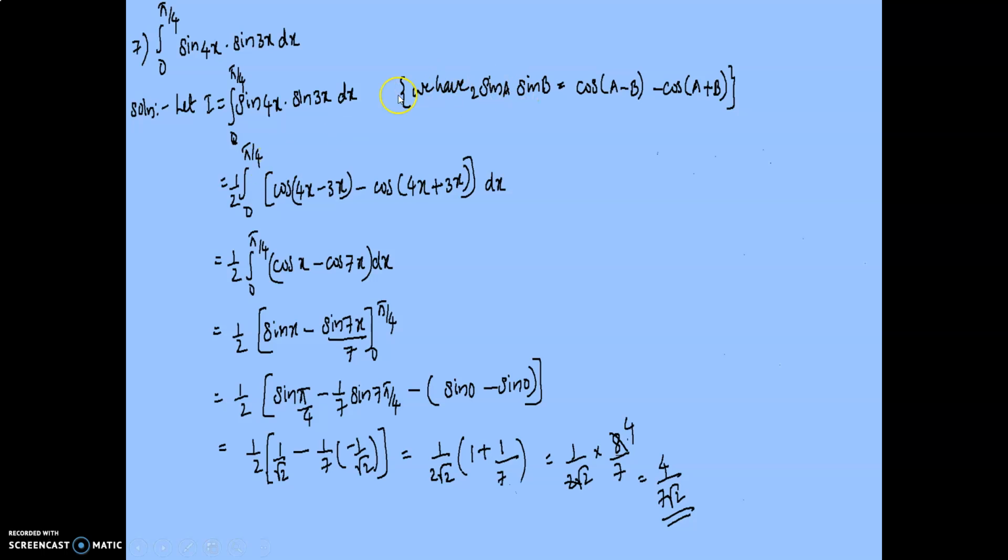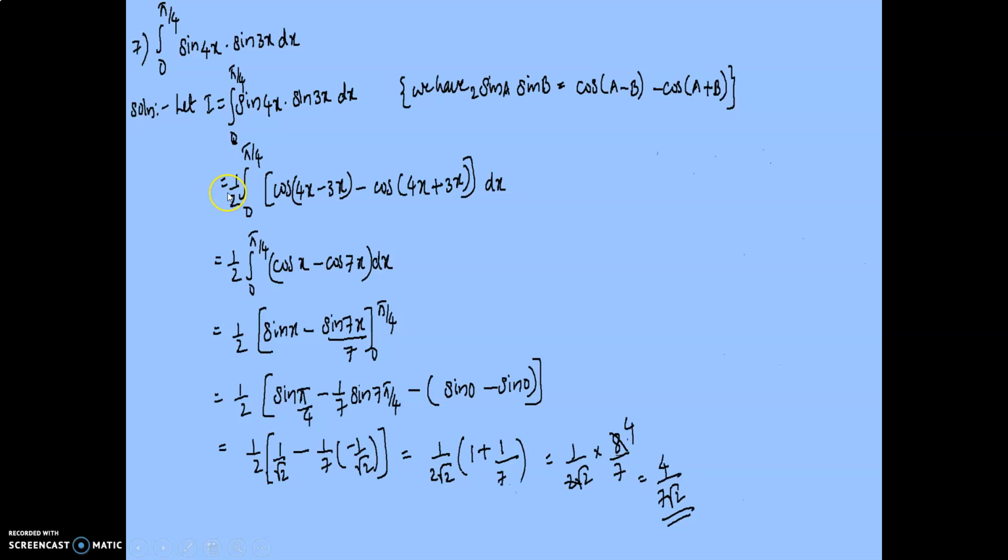So here only sine A into sine B dx is there. So 1 upon 2, you have to cross multiply. Otherwise, we can apply 2 in the numerator and denominator. That way also you can solve. So here I am applying this way. Sin A sin B is equal to 1 upon 2 into cos of A minus B minus cos of A plus B.